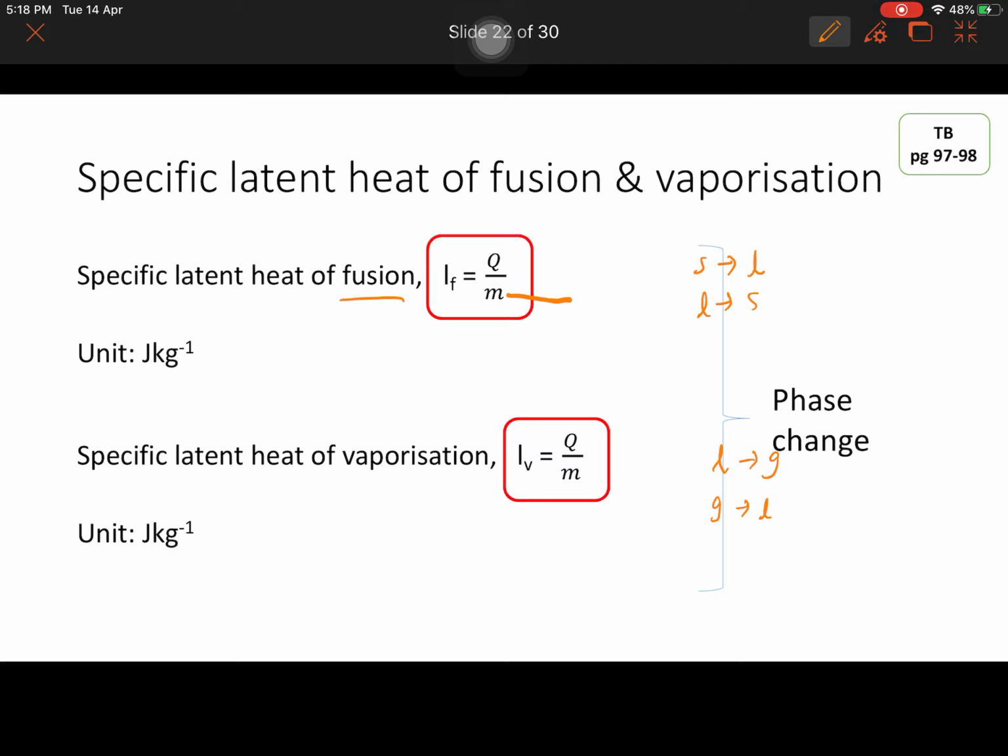Now, these two equations are used when there's a phase change. Notice there's no temperature involved, right? So, during phase change, there cannot be any change in temperature. There is no change in temperature when we are changing phase, when we are changing state. And when we are changing temperature, there is no change of state. So, only one change can happen at a time. Either change of state or change in temperature.